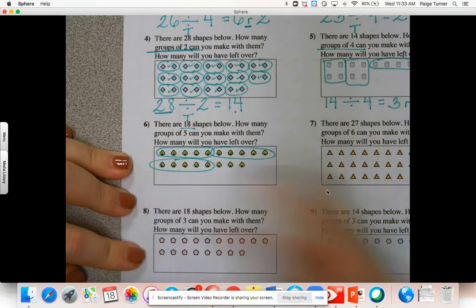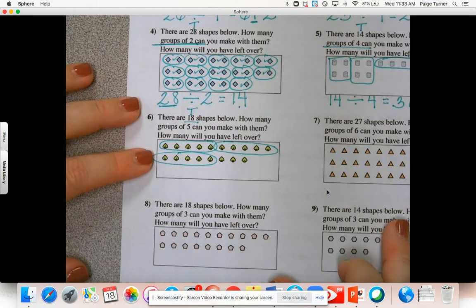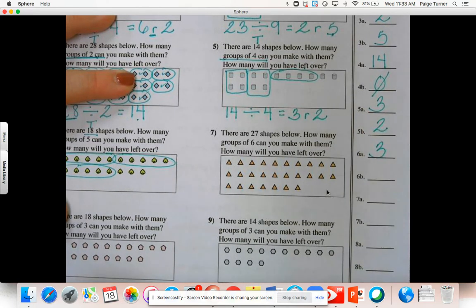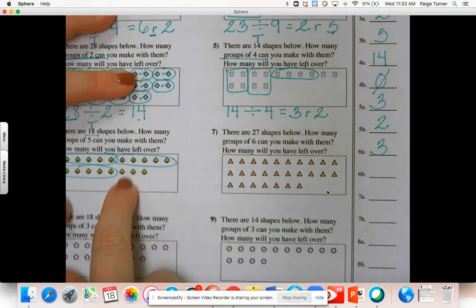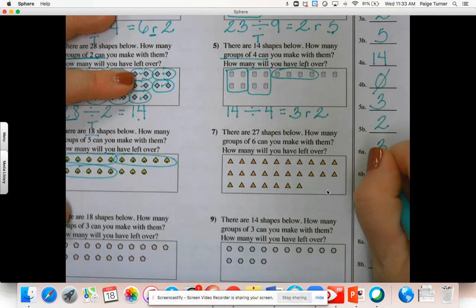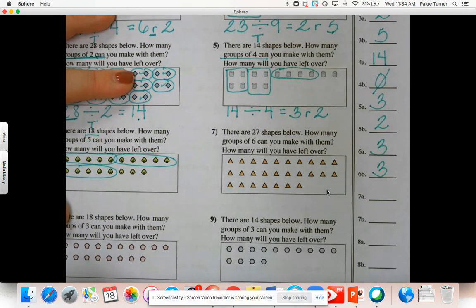All right, so look right here. How many groups did we make? We just made 3 groups. So the answer to number 6A is 3. And then right here, how many shapes do we have left over? That is 3. So the answer to 6B is 3.